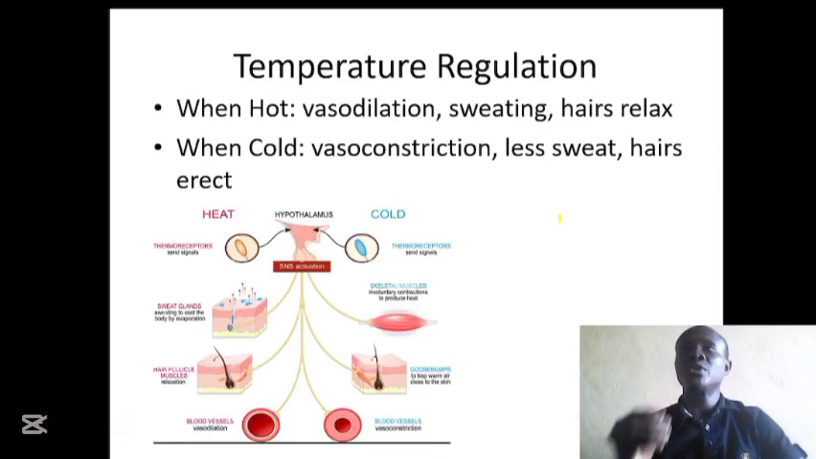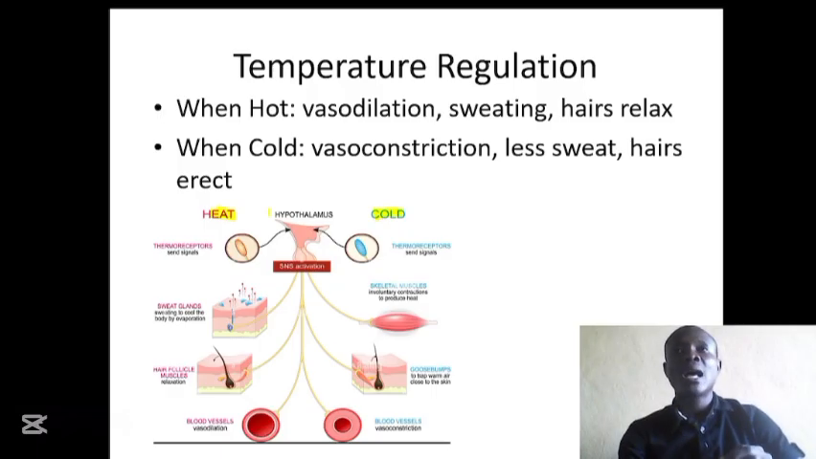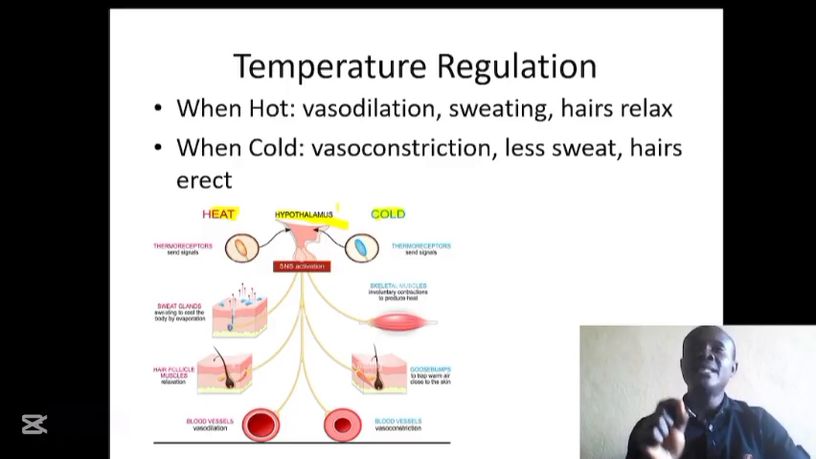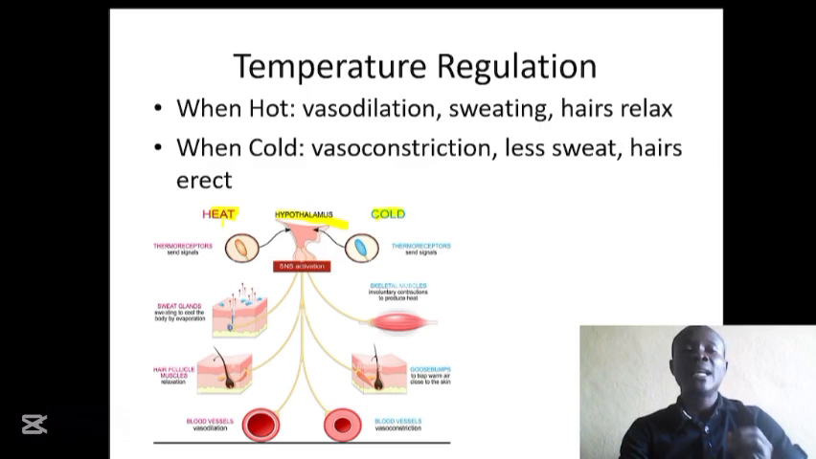Now let's talk about the temperature regulation that occurs in the body, how the body regulates its temperature. At the upper part here, we have heat, that means when the body temperature is hot, and we have cold, that means when the body temperature is low. And in between the heat and cold, we have a part we call hypothalamus. It is the hypothalamus that will detect when the body temperature is too high or too low. When the hypothalamus detects this, it will send signal to the following parts.